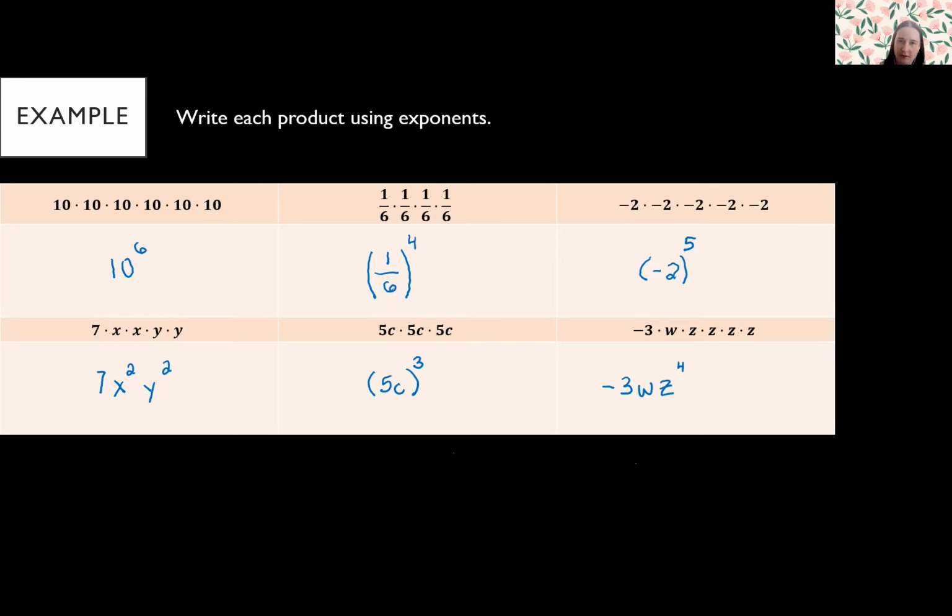So you put parentheses around if you have multiple things that are having that exponent, or if you want the negative included. Otherwise, we don't have parentheses because the exponent's only attached to what is directly underneath it. Are there questions on these examples?